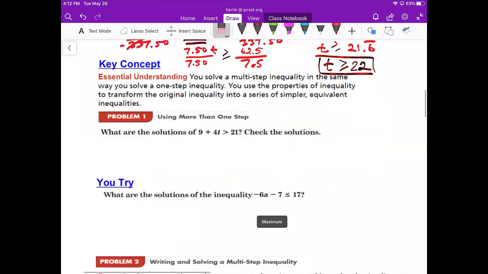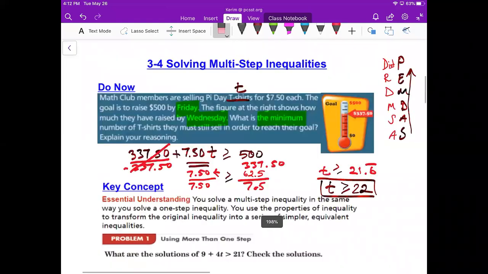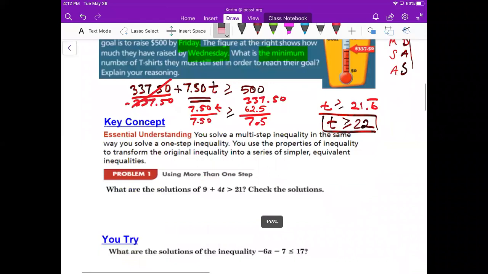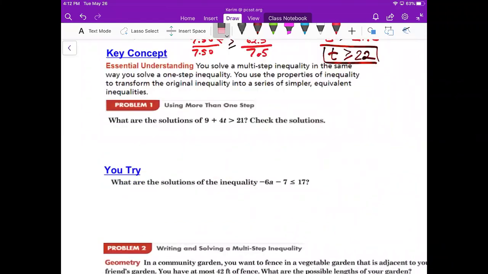So let's look at the key concept of multi-step inequalities. The key concept is basically, guys, the combination of the previous lesson, one-step and two-step inequalities, okay? So there is nothing new over here. We're just going to combine them. You solve a multi-step inequality in the same way as a one-step inequality, same as the two-step inequality.